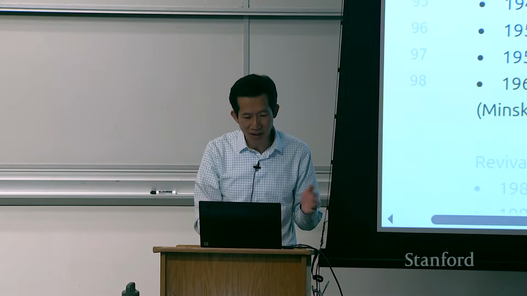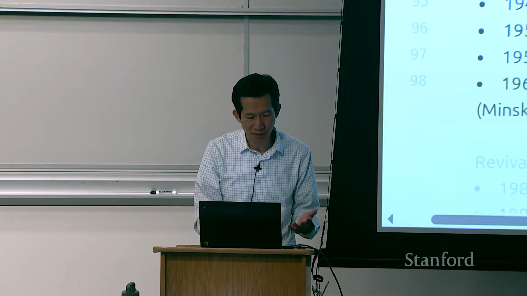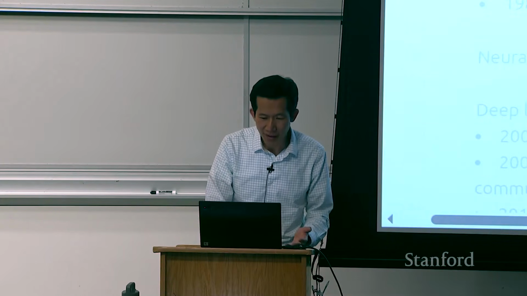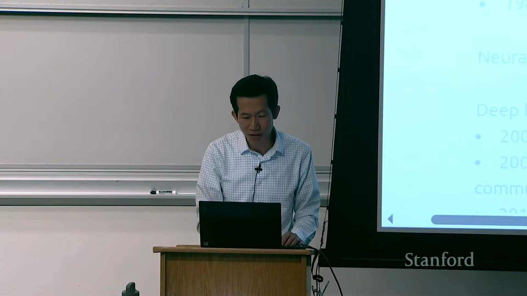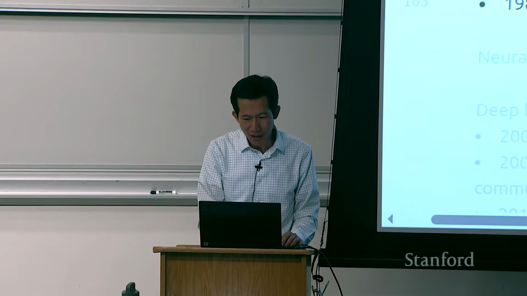So in the 70s, things were kind of dead. In the 80s, things came back. ConvNets were developed in the 80s, and backpropagation was popularized by Rumelhart, Hinton, and Williams. Backpropagation has actually been invented and reinvented many times, but 1986 was where it got really mainstream in the machine learning community.